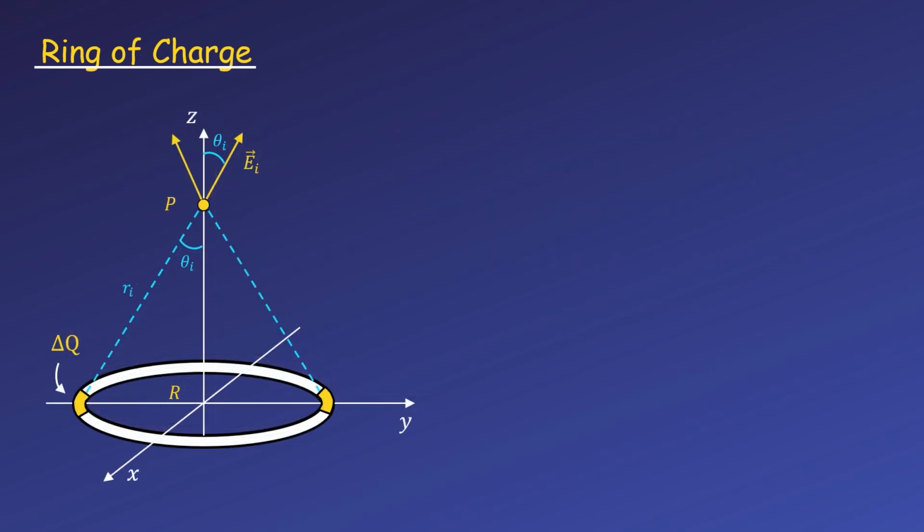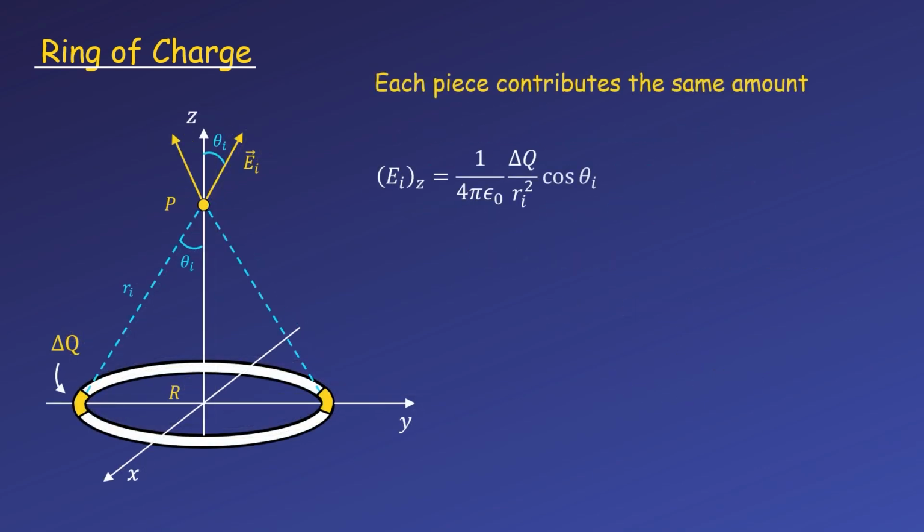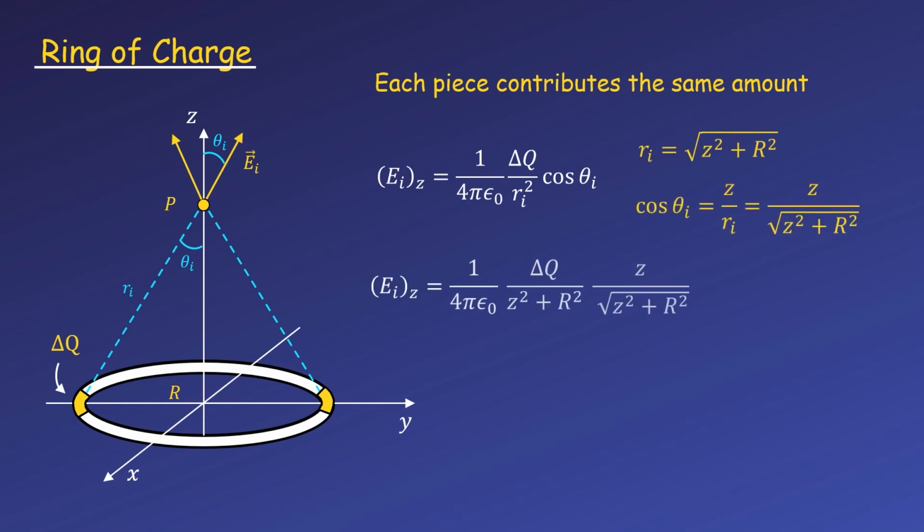This problem is different from our line of charge from the previous video. Each charge on the line was a different distance away from the point P. Here, each point on the ring is the same distance away and will contribute the same amount to the electric field. We can take our equation for the z component of electric field due to a single point on the ring and write everything in terms of z, the distance from the ring, and r, the radius of the ring.